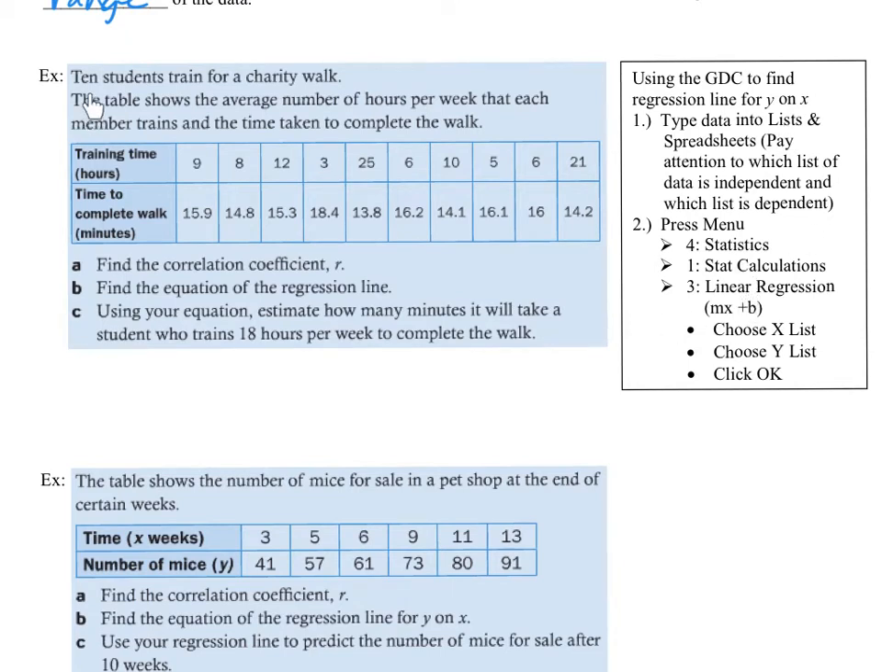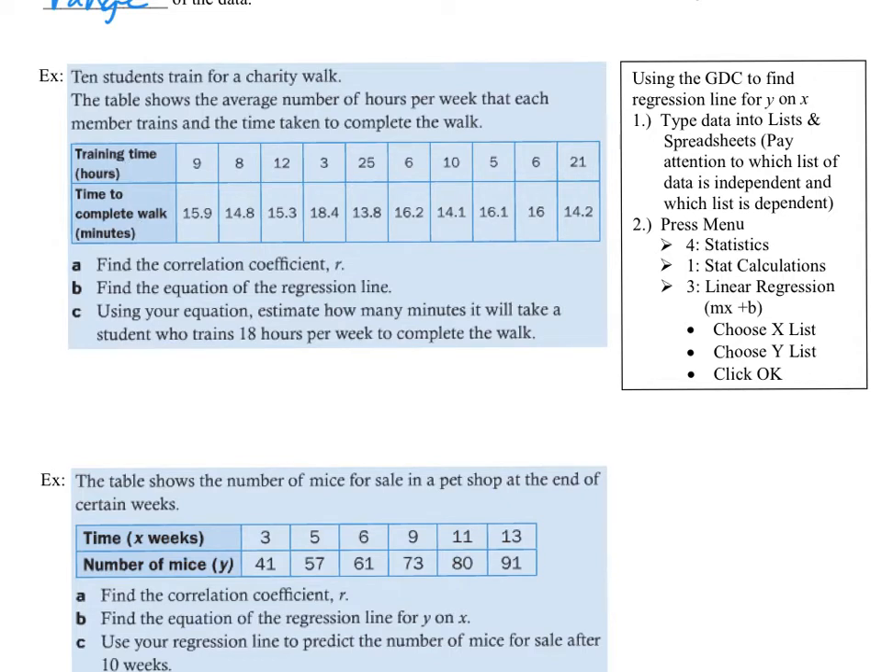So this first example says 10 students train for a charity walk. The table shows the average number of hours per week that each member trains and the time taken to complete the walk. So here's our training time, and here's time to complete the walk. Now it's important to look at your data and figure out which one is your dependent variable and which is your independent. Does training time depend on time to complete walk, or do you think it's the other way around? The time that you can actually complete the charity walk depends on how much time you spent in training. That second sounds a little more reasonable.